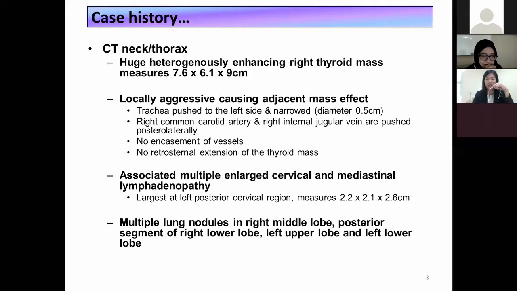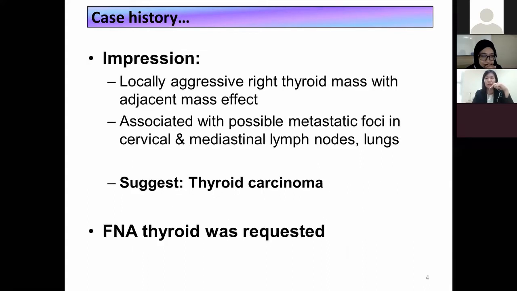Lymphadenopathy, and CT also suggests there is evidence of lung nodules, right? It's lung metastasis, most likely. So an impression being a locally aggressive thyroid mass with significant mass effects and possible metastasis. So, clinically and radiologically, they're also thinking of a thyroid carcinoma. So a thyroid FNA was requested.